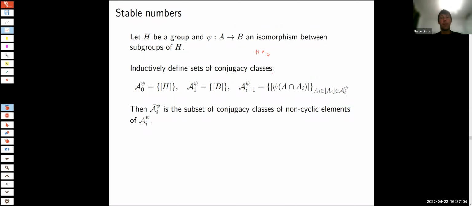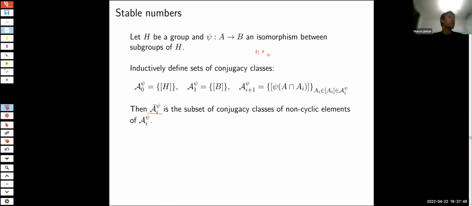Then we inductively define these sets of conjugacy classes. Now these conjugacy classes are in H, not in this HNN extension. So A_0 is simply H itself. A_1 is B. Then A_{i+1} is defined as follows: you take all the previous A_i and intersect with A, then take the image under psi, and consider the conjugacy class. So two conjugate subgroups are the same. Then we define this A_i bar to be the subset of conjugacy classes of non-cyclic elements of A_i under psi.